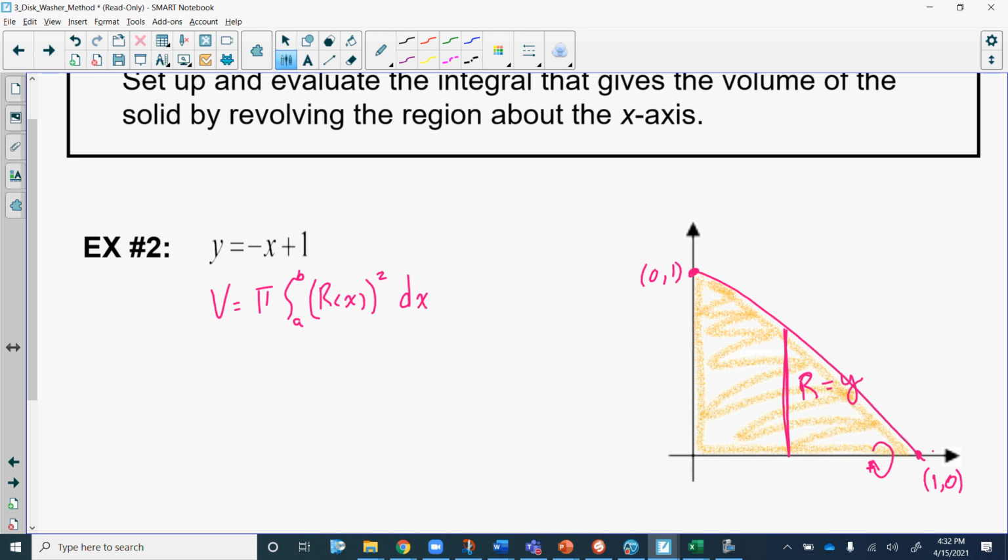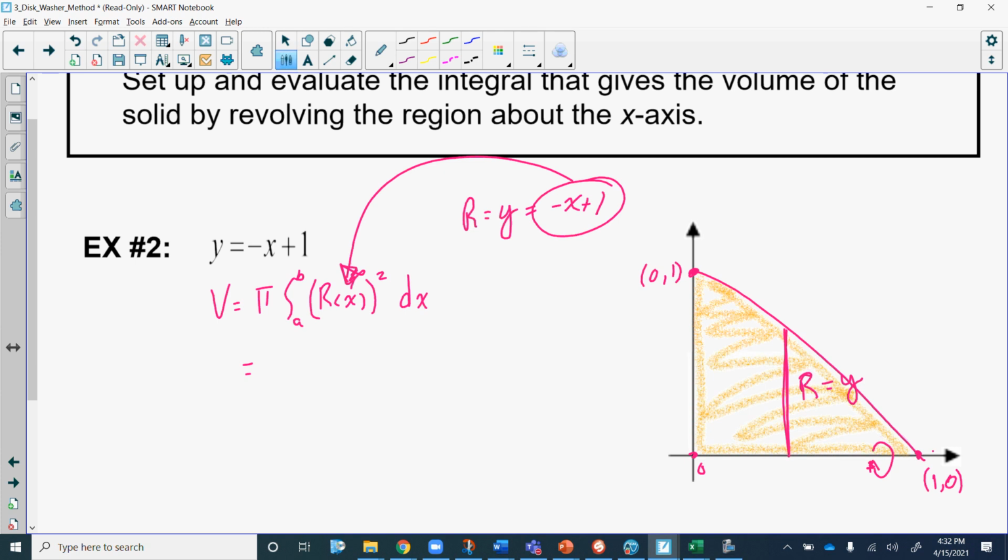Delta x, delta y. That's just the volume formula that we were working with. So in this case, the radius r is y, which is -x plus 1. So I'm going to take that -x plus 1 and drop it right in here. Okay. So let's see what we get. Now, what is the interval? The interval should be from 0 to 1, basically.